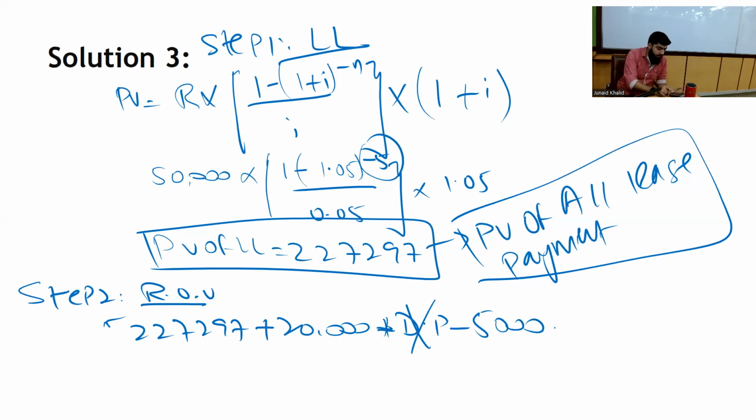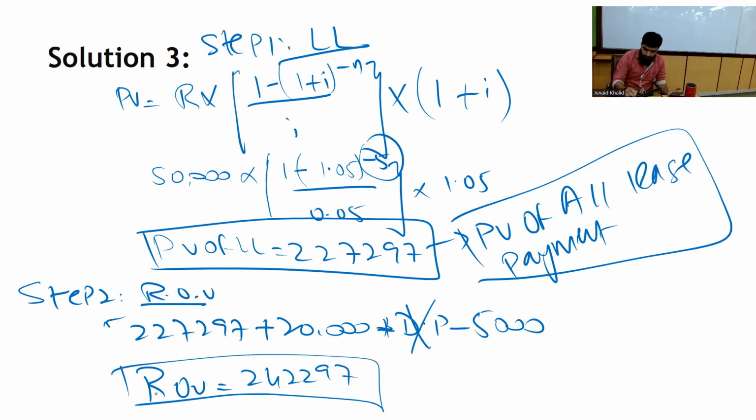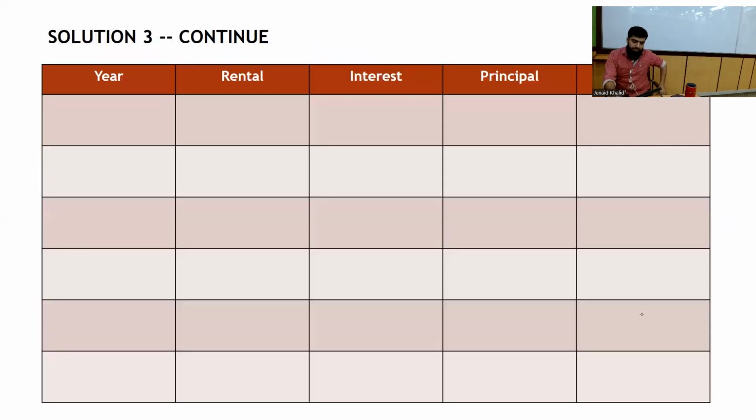So 227,297 plus 20,000 and minus 5,000. The net resultant right of use asset is 242,297. So that is the right of use asset which we have calculated. Okay. So now let's move on towards the schedule side.